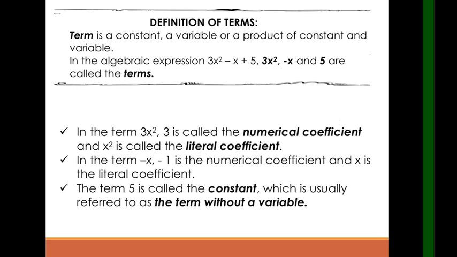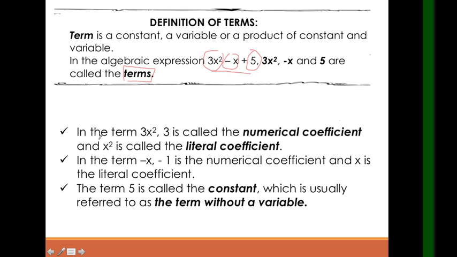And now, let's proceed to our main topic for today, which is all about introduction to polynomials. The term is a constant or variable, or a product of a constant and a variable. In the algebraic expression 3x squared minus x plus 5, 3x squared, negative x and 5 are called the terms. So dito sa example na to, yung 3x squared, yung negative x, at saka yung 5, ang tawag sa mga yan ay terms.